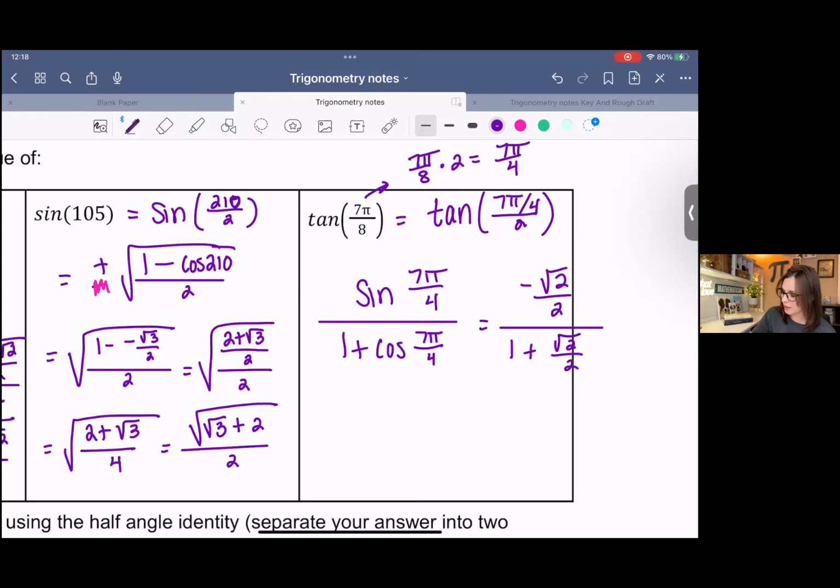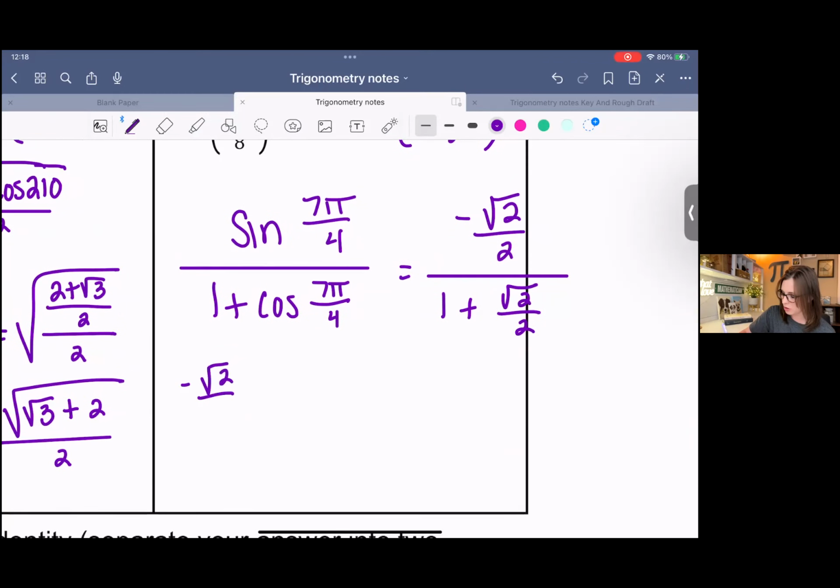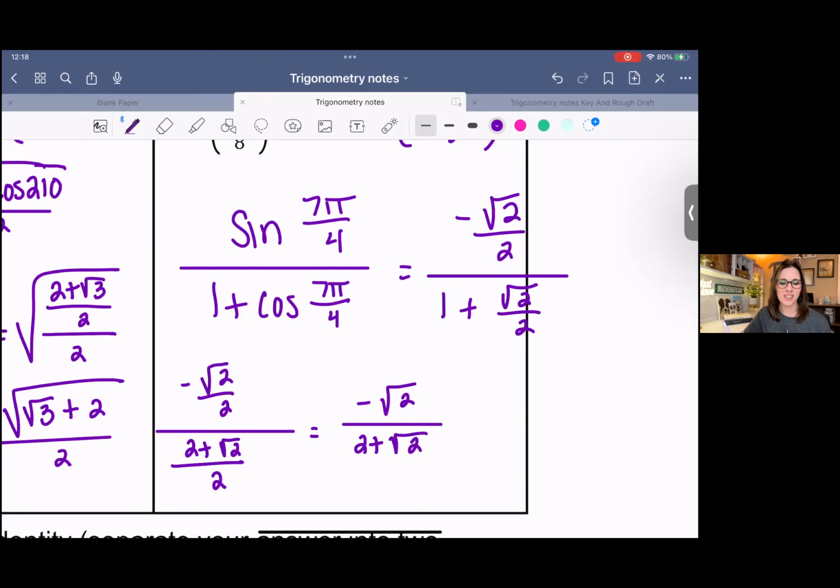We're going to simplify in the denominator here. Negative root 2 over 2 over, that's going to be 2 over 2. And then if we add, we get that. Now flip it and multiply. The 2's would divide. I'm trying to do it in my head. Hopefully I don't get it messed up. And then this ends up in the bottom. Uh-oh. Now we're going to have to rationalize the denominator. But that is okay because we can do it.